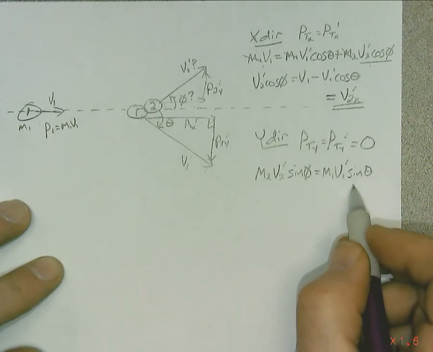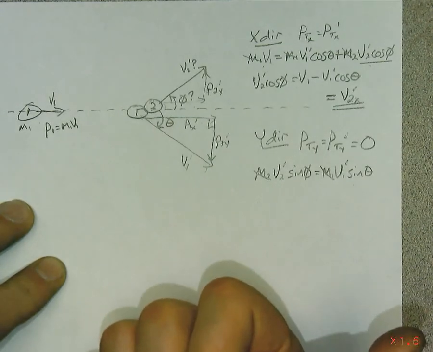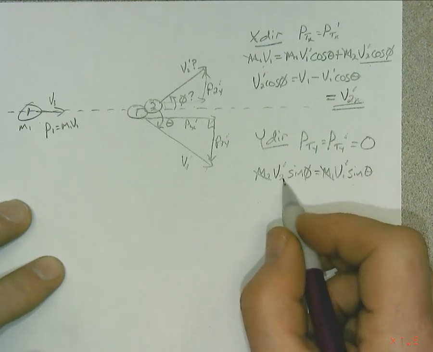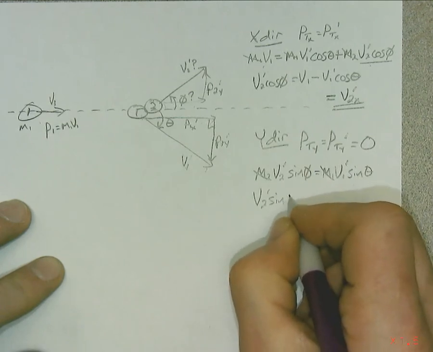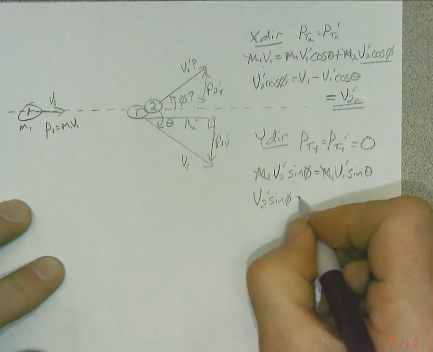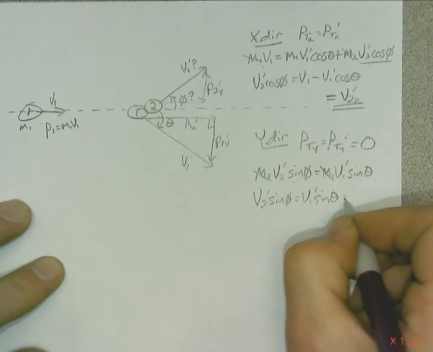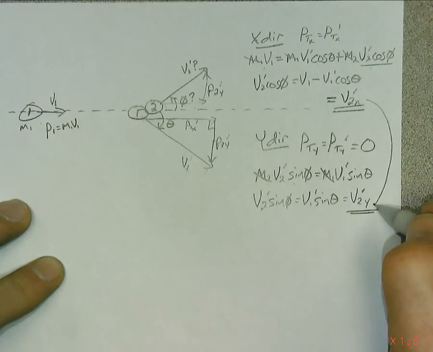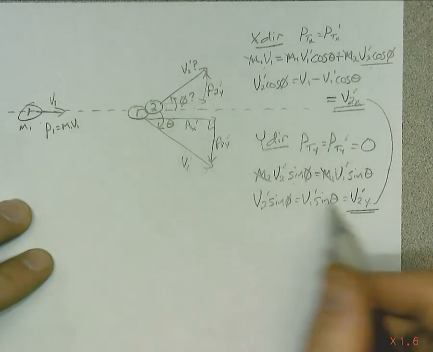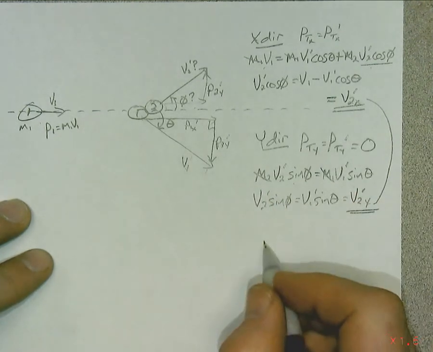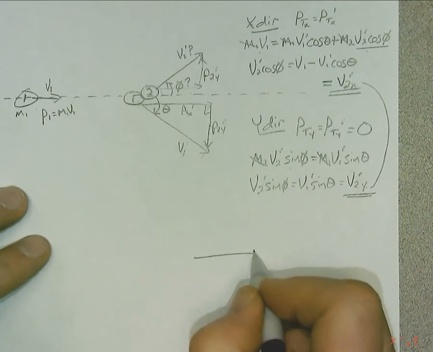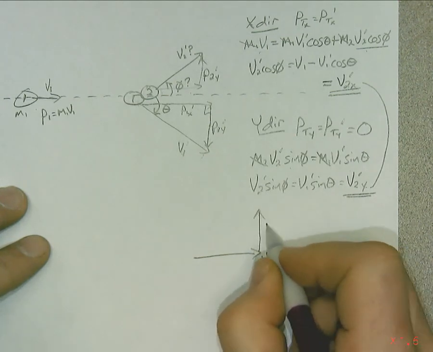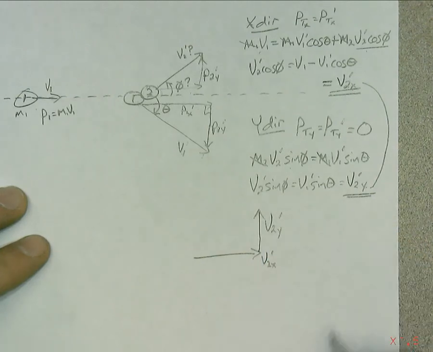Now you have all this information. These M's go away again. So the important information: we know V2 in the X, we want V2 in the Y. Well, V2 prime sine of phi is equal to V1 prime sine of theta, and that is V2 prime in the Y direction. So there we go. These two pieces, the X component and Y component of the velocity of puck number 2, are all given here. So what we have then is V2X prime, and we have V2Y prime. We have those values.